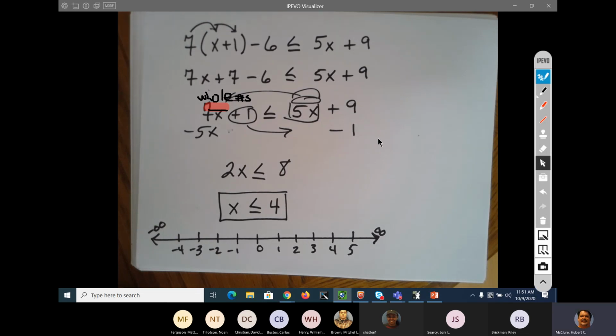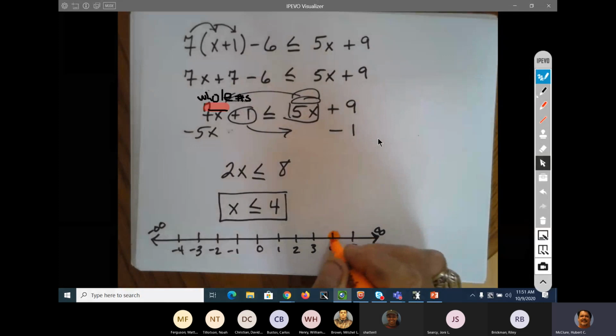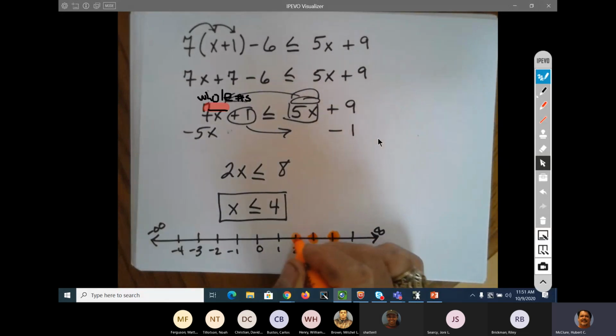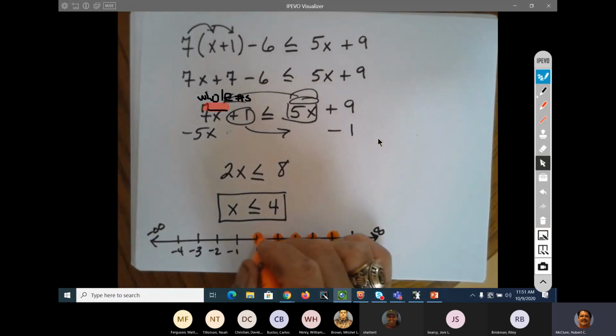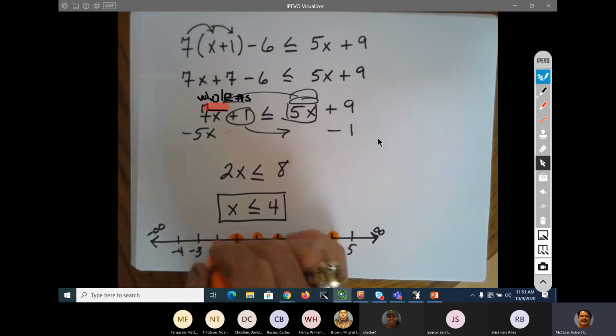Well, those numbers are everything to the left of 4. Does it include 4? Yes or no? That means I want y'all to talk to me. Yes, yes. Thank you. So here we go. I'm going to use an orange highlighter, and I'm going to put a 4, 3, 2, 1, 0.